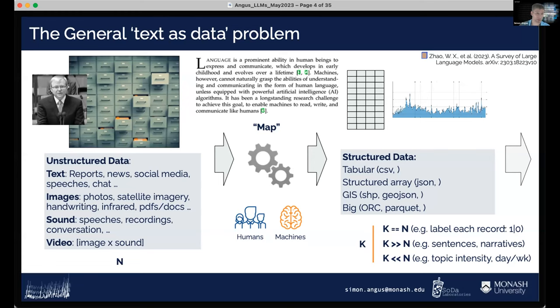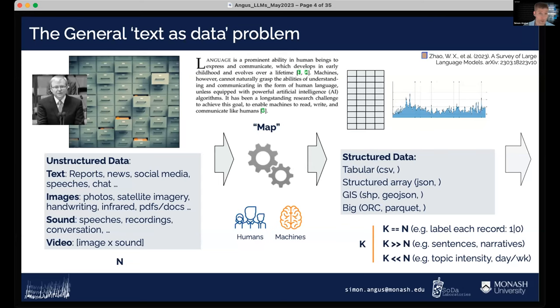Typically, we're trying to get something out of it. Say we might have N documents or N records, and we usually have K outcomes. It could be that K is exactly the same as N, so each document gets a classification or an outcome. It could be that K is much greater than N, so we've broken down each document into sentences or fragments, and that produces a whole lot of additional observations. Or it could be K is a lot less than N because we've done some sort of synthesis or summarization, whether it's identifying topics or reducing the space that we started with into something smaller that we can manage. It could be through dimension reduction, et cetera. So we need some sort of mapping tool.